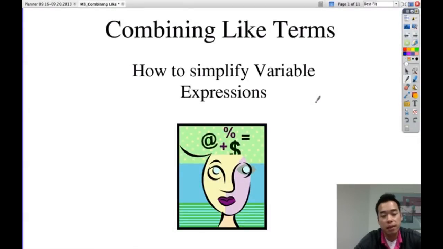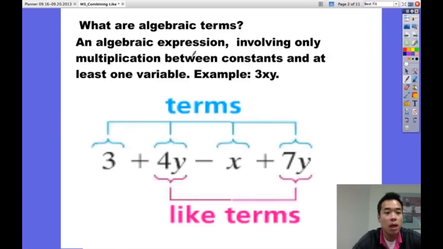Alright guys, so today's lesson is going to be over combining like terms. The key words today are combining and, obviously, like terms. So I'm going to explain to you quickly what like terms are.